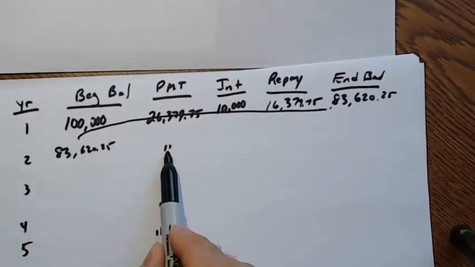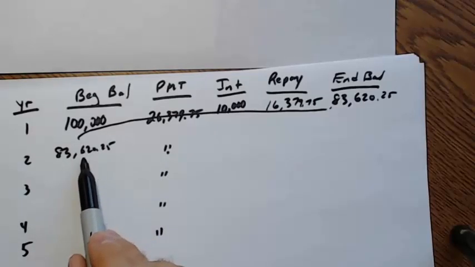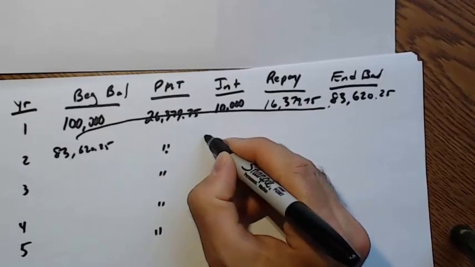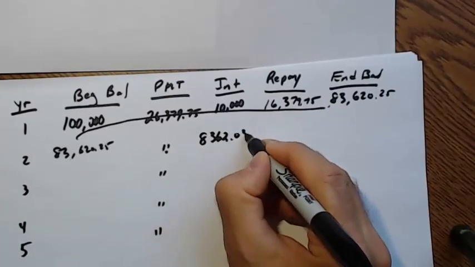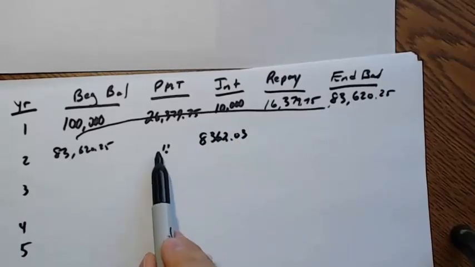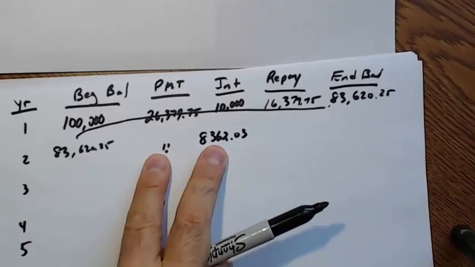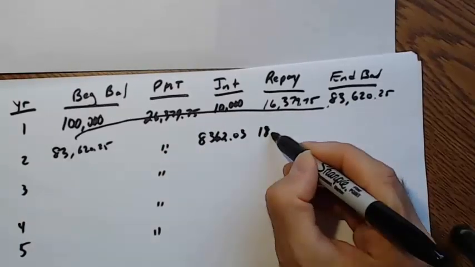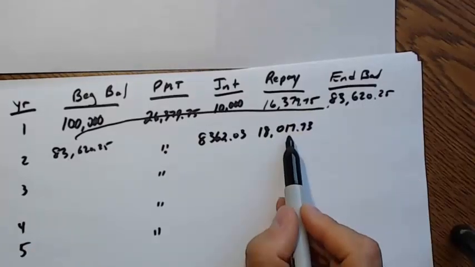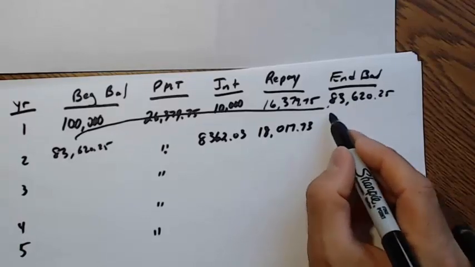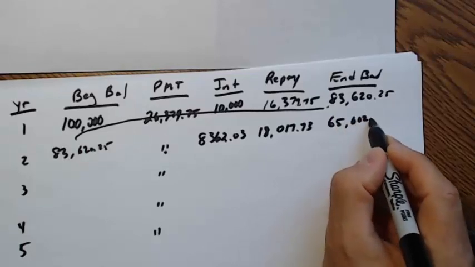You still have the same payment of $26,379. Interest now is a function of your beginning balance times 10%. So it's 10% times the 83,000, which is 8,362.03, which means if you made a $26,000 payment and interest was $8,300, the difference between these two numbers had to be $18,017.73, which pays back the principal. So your ending balance now, subtract this $18,000 off, is $65,602.